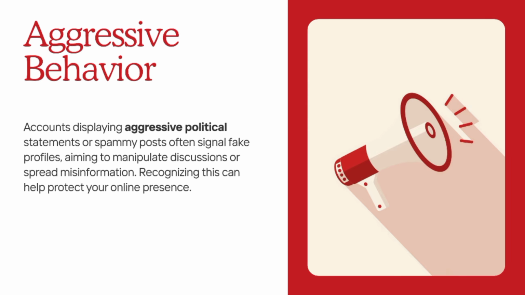Aggressive or spam behavior. Pay attention to the tone of the content. Fake profiles often post aggressive political content, extreme opinions, or repetitive spam messages. Their goal is usually to provoke reactions, spread misinformation, or push a certain agenda. When you notice this pattern, avoid engaging and report if necessary.